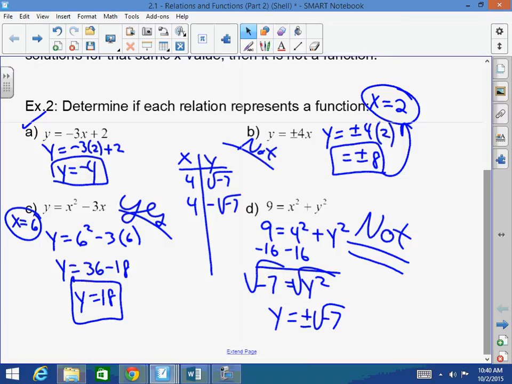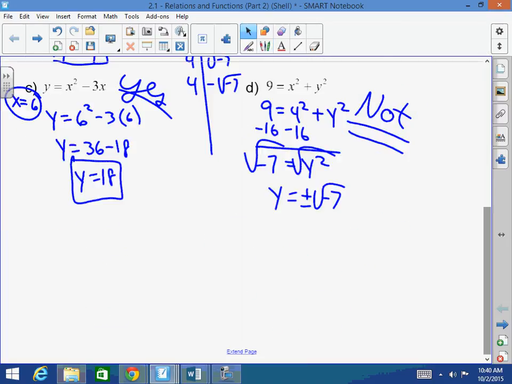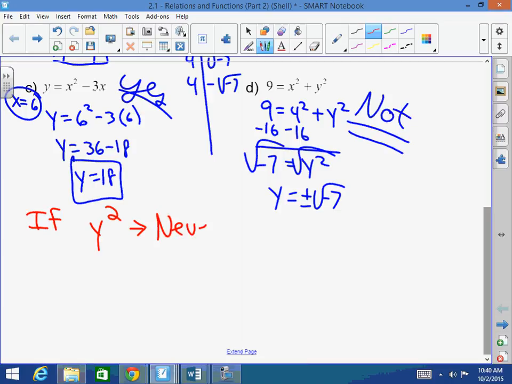Okay. Real quick, though, I do want to give you a little hint. If Y is squared, it's never a function. Ever.